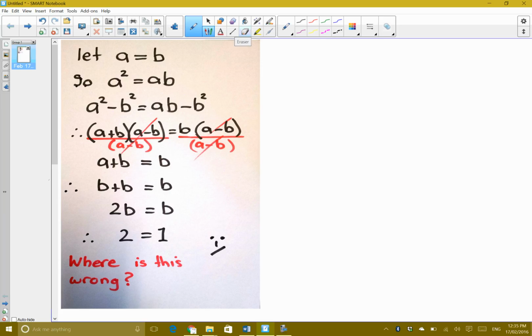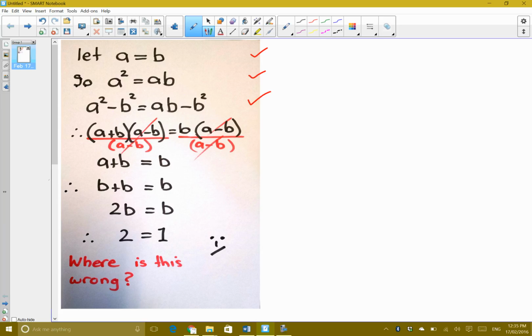First line, let A equal B. Fair enough. A is B. No worries. Second line, multiplied both sides by A, which is fine. You can multiply or add whatever you want to an equation, as long as you do it to both sides, so it remains equal. And same with the third line. I've just taken away b squared from both sides, so that's fine.